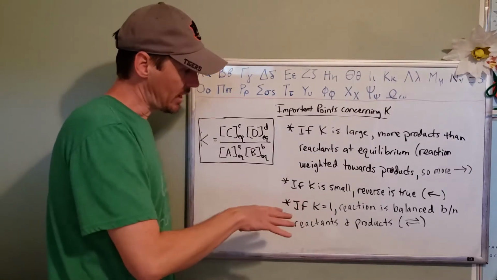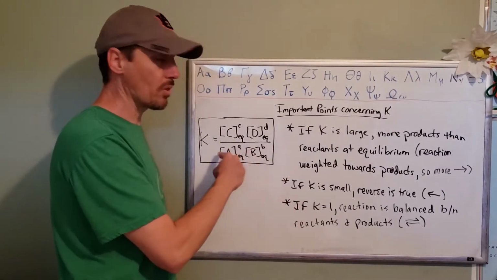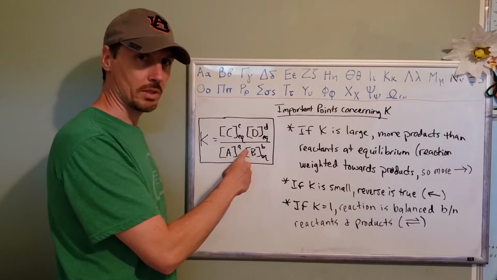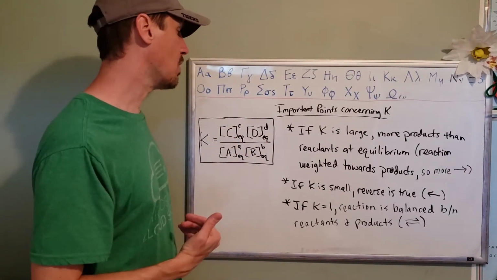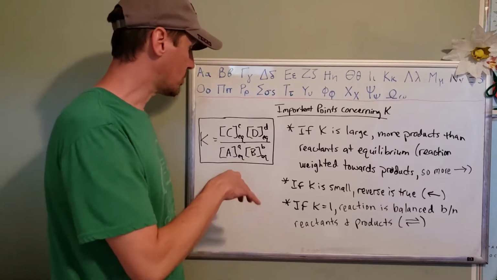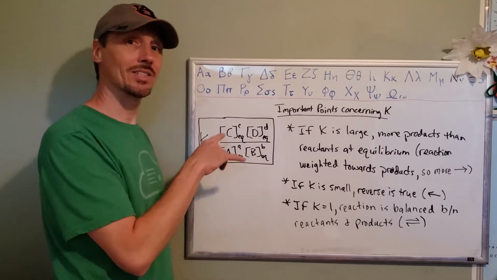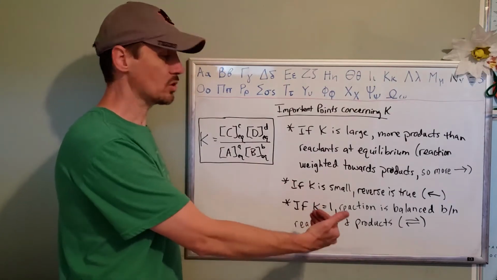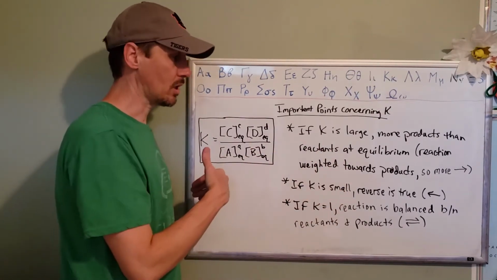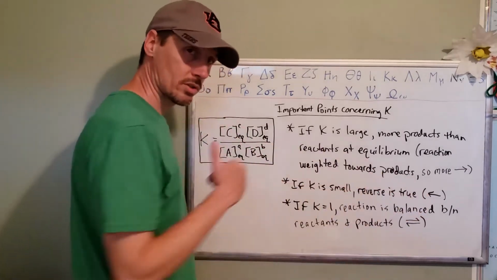If the reverse of that is true, if K is small, that means the number on the bottom of the fraction is really big, right? It's bigger than the number on the top. And so in that case, when K is small, the reverse of what I said is true. It means the concentration of the reactants is higher than the concentration of the products. And so the reaction's weighted in the direction of the reactants. In other words, it's more in the reverse direction, okay?